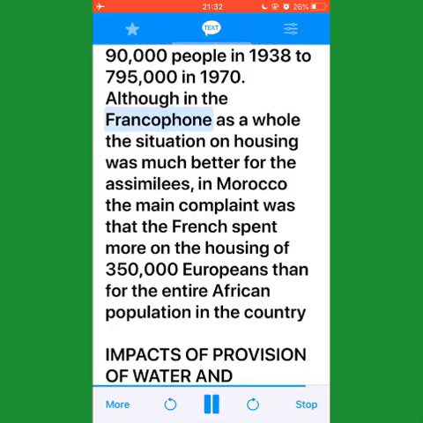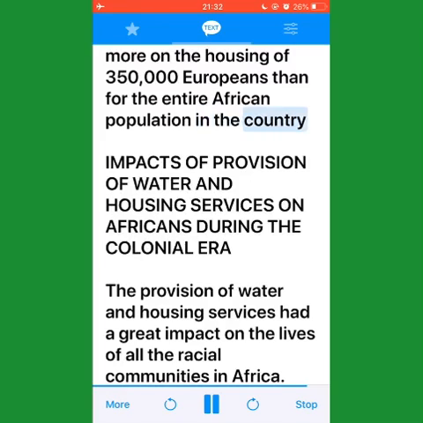Although in the Francophone as a whole the situation on housing was much better for the Assimilés, in Morocco the main complaint was that the French spent more on the housing of 350,000 Europeans than for the entire African population in the country.